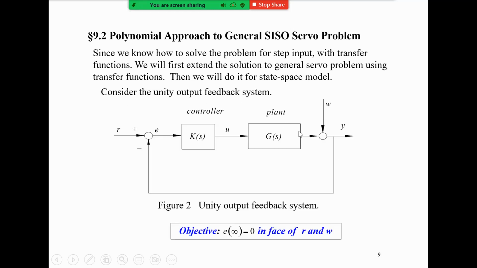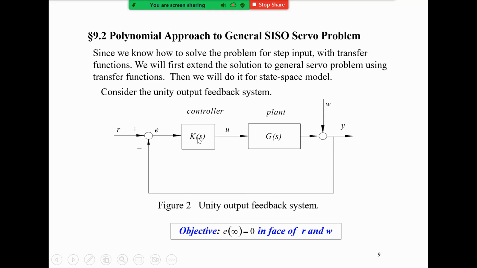Here, if there is only one input and one output, you are given the transfer function G. This is what we call a unit output feedback system, because in this link there is no transfer function. It's just a gain of 1. So that's what we call unit output feedback. What we want to design is this part, the controller K. You can design any controller.